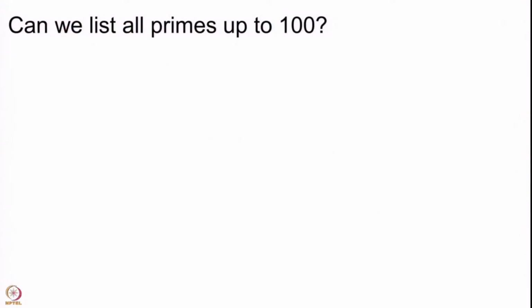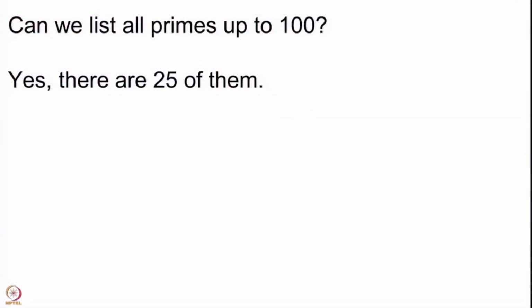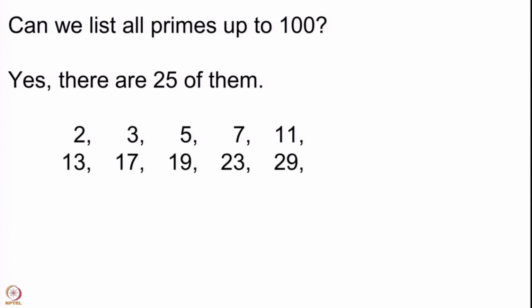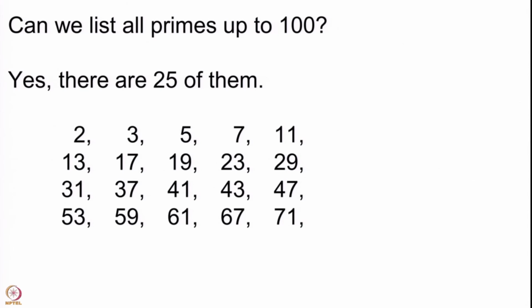Can we list all primes up to 100? Well, the way we have done so far, this should be a work which is possible. So, yes, there are 25 of them. Can we list them all? 2, 3, 5, 7, 11. This is the next bunch, this is the next bunch, this is the next, and this is the last bunch. So, these are exactly the primes up to 100.